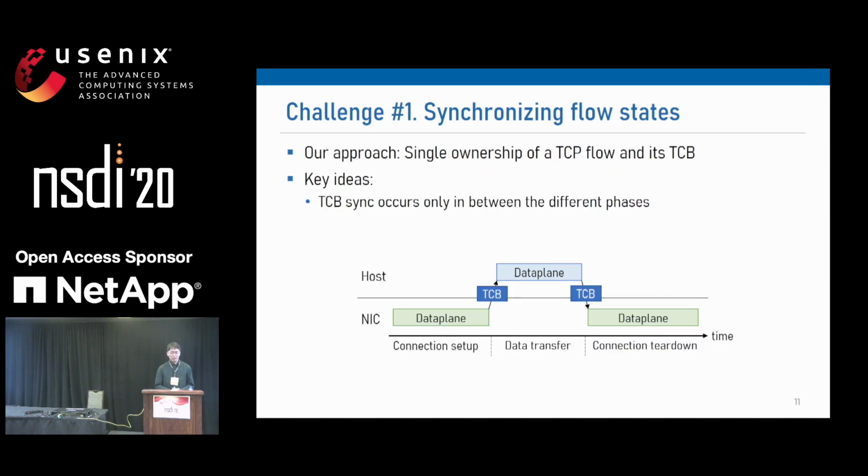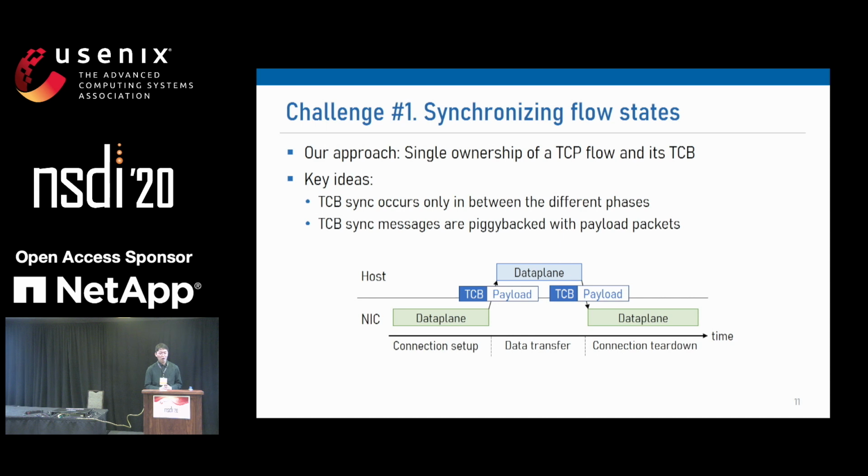AccelTCP addresses this problem by enforcing a single ownership of the TCB. AccelTCP divides connection management and splicing into separate phases, and at each phase, only either the NIC or the host will take full ownership. It means that the TCB sync will only happen in between different phases, so that we don't have to sync them all the time. In addition, we allow the TCB sync messages, such control messages, to be piggybacked with the control packets or payload packets. This is quite effective for small message connections. For example, if there's only one message transaction for the flow, it requires only 2 DMA operations to complete the entire connection.